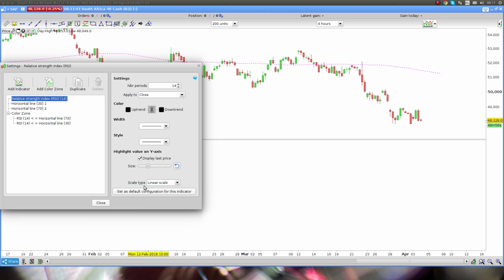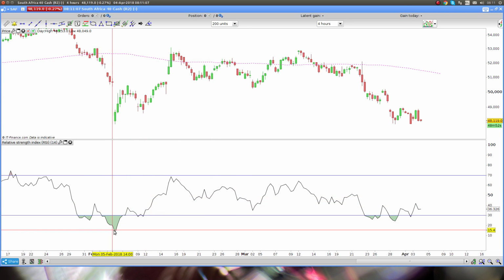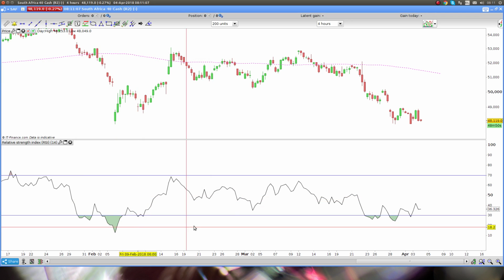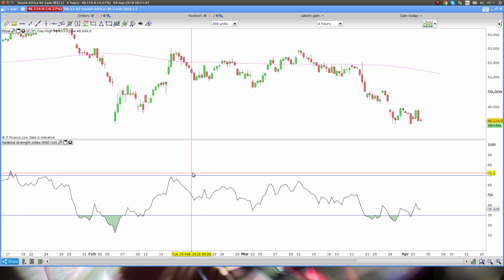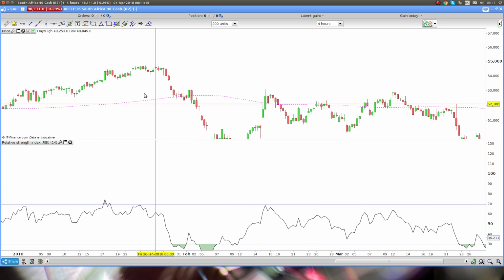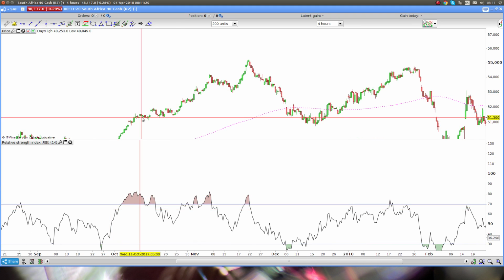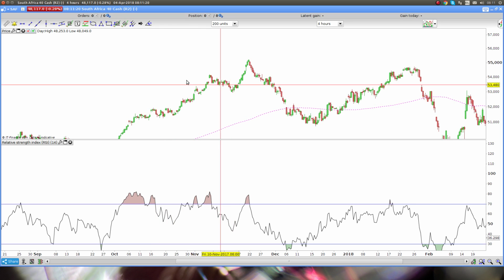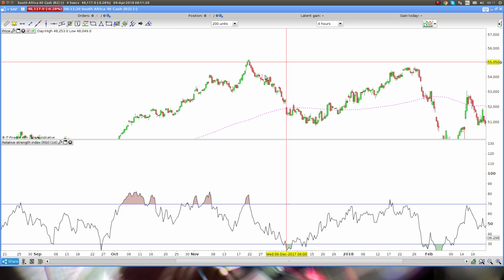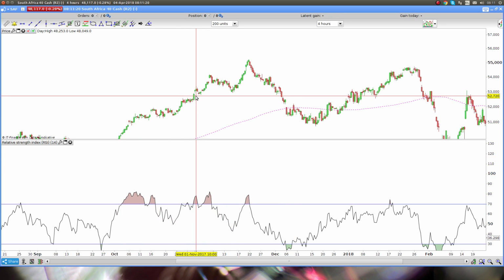RSI, which is probably the most common one, okay? Obviously, when it's down here, we're looking for a long. When it's up above the 70, we're looking for a short. Okay, it's all fine and well, but let's just have a look here. So you would have been looking for shorts all along this area. Meanwhile, the trend is to the upside, and price action is dictating that there is no short here.